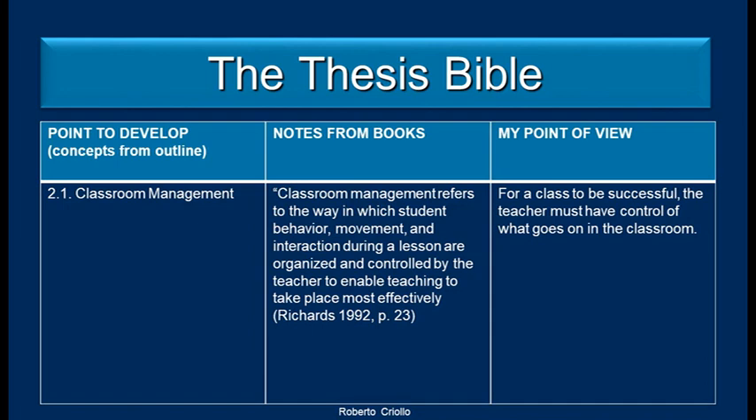So something else that I need to say concerning the notes from the books is that you should include for every point in your outline at least 3 different authors, 3 different sources, at least 3. Okay, if you have more, the more you have, the better it's going to be, because you're going to have a lot of theoretical support for your research.